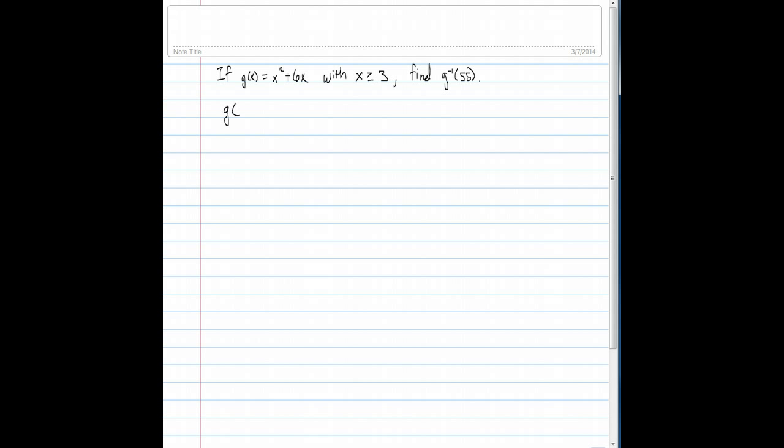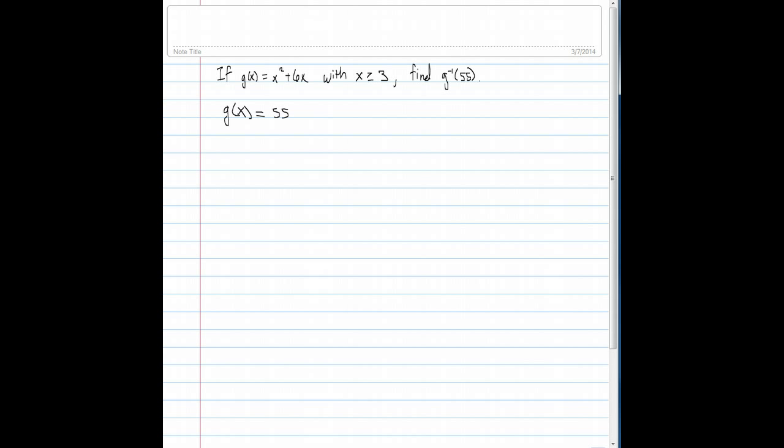equals 55. Because remember, when we're doing inverses, the inputs and the outputs, or the x and the y coordinates, are interchanged. So when you're comparing a function to its inverse, the inputs of the function become the outputs of the inverse, and the outputs of the function become the inputs of the inverse. So we're basically asking ourselves this question: when does g of x equal 55? And we can solve that algebraically.